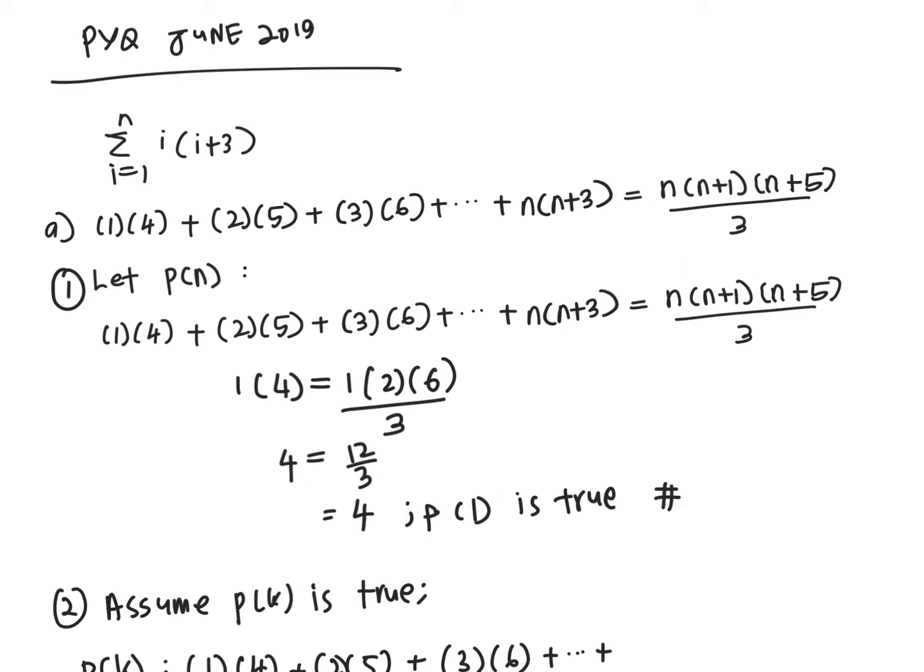So the first step is you need to let everything here be your Pn, because we want to conclude later on in terms of Pn.